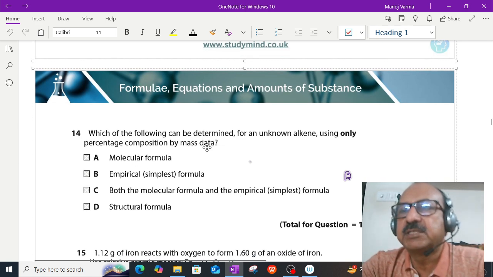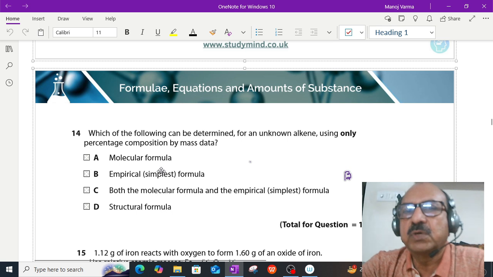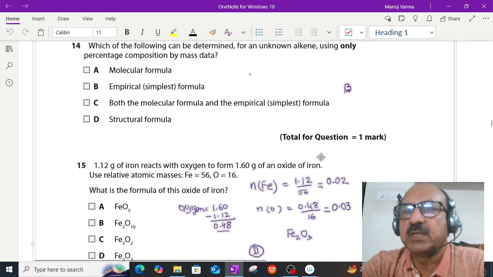Which of the following can be determined for an unknown alkene using only percentage composition? Is it the molecular formula, the empirical formula, both molecular and empirical, or the structure? Now, to get the molecular formula, you also need to know the molar mass. But the molar mass is not given, therefore it will not be possible to calculate the molecular formula. We can only know the empirical formula. Structural formula also cannot be decided by the percentage composition. Okay, so the answer is B. Let's go to the next question.